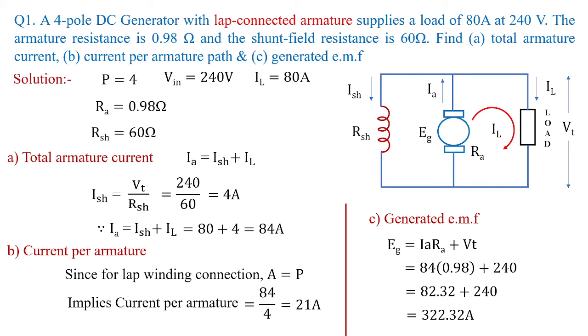322.32. It is not amperes, it is volts. I have overlooked this, but it is the value of voltage. It is 322.32 and the unit is volts. So please forgive this small mistake. Here it should be 322.32 volts. Okay.